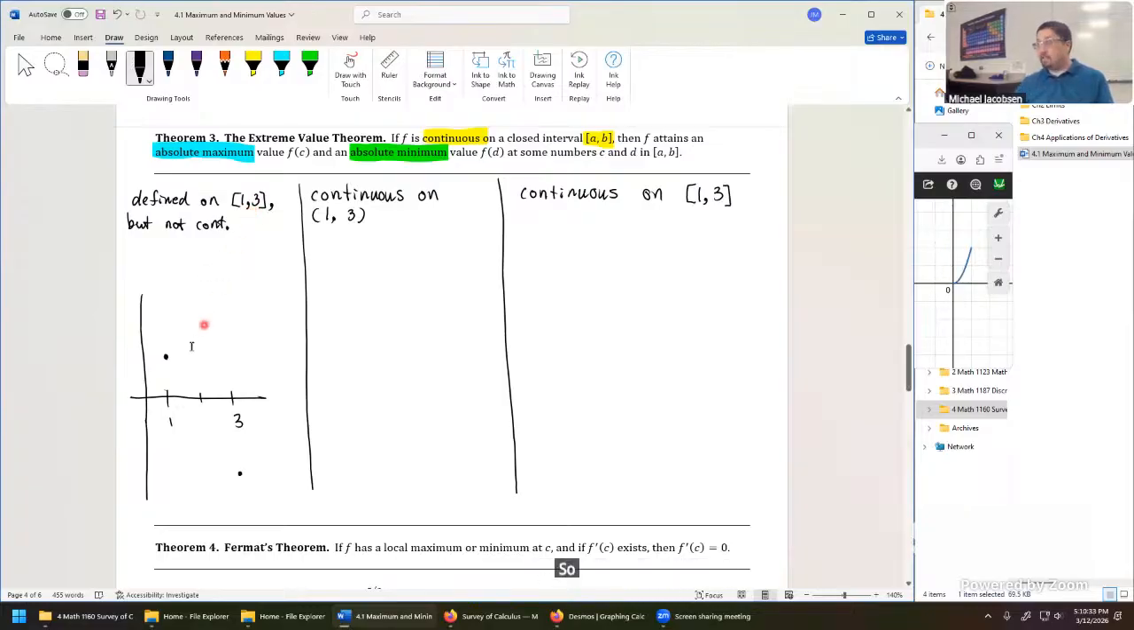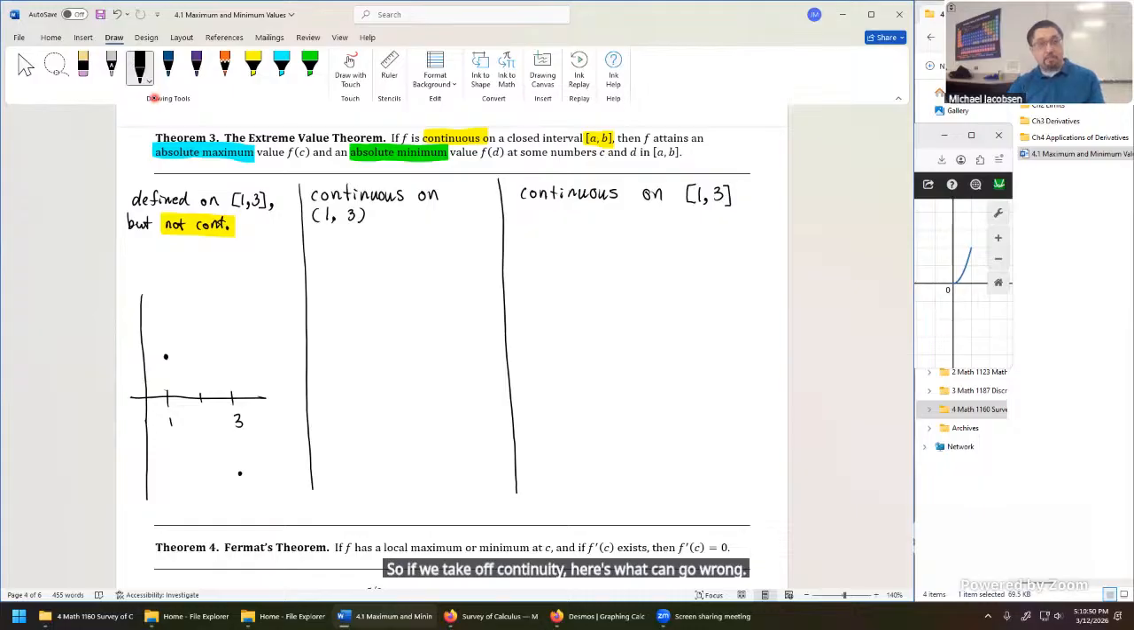So now, this might have an absolute maximum. It could have an absolute minimum, could have both. But there's no guarantee. The guarantee is only for both continuity and the closed interval. So if we take off continuity, here's what can go wrong. There's lots of ways to break continuity.